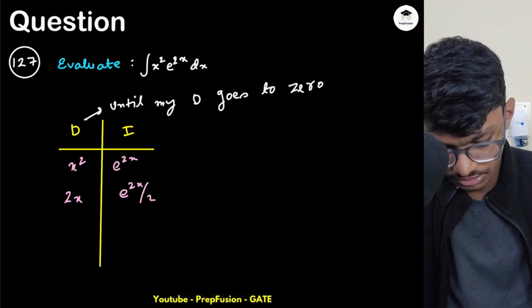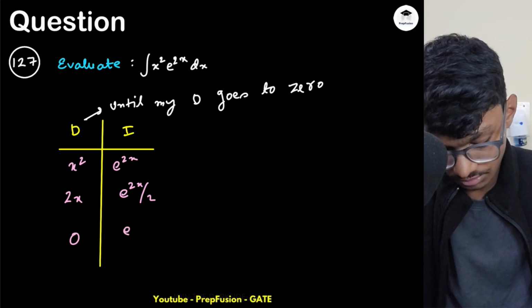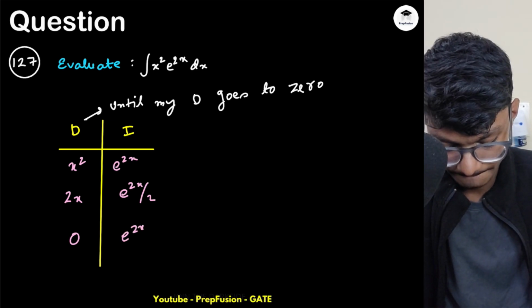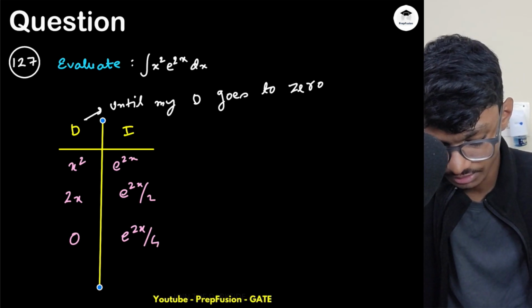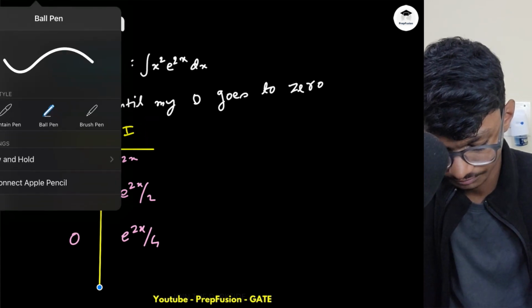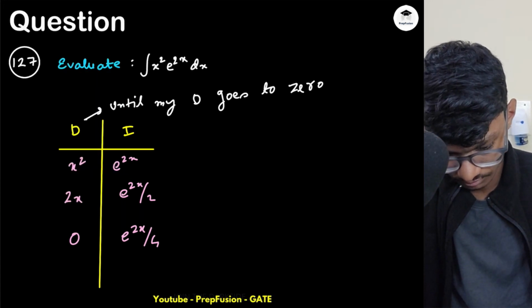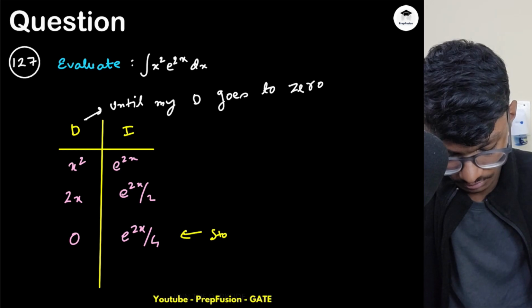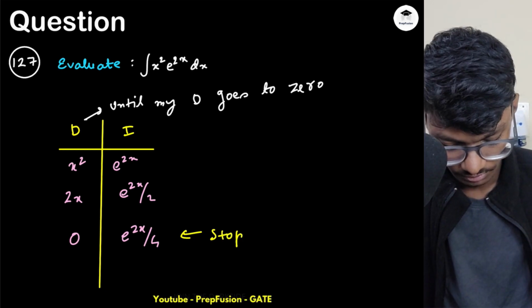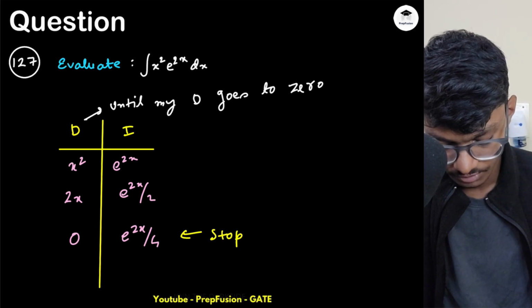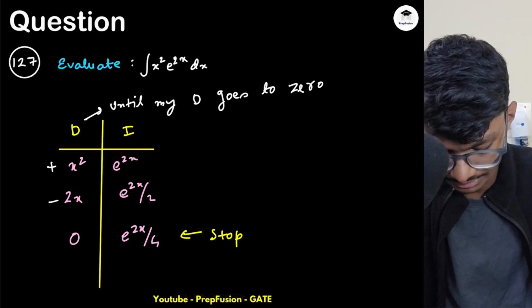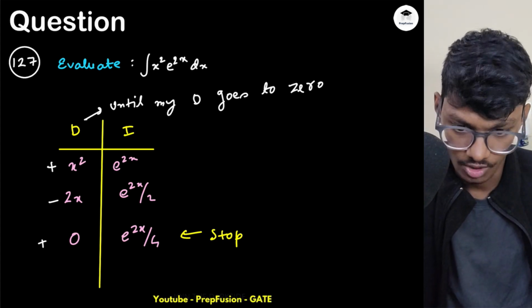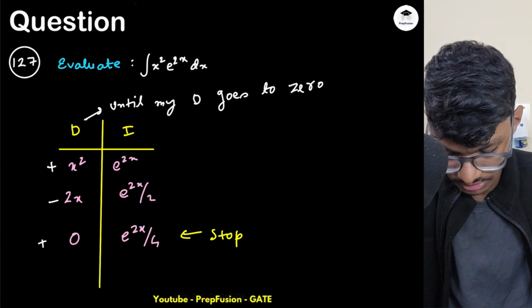Okay, so this will be 0, this will be e raised to power 2x divided by 4, and here it goes 0, right? So I will stop. Now I will add signs also. First one will be plus, then minus, then plus. Sorry, actually I made a mistake over here.